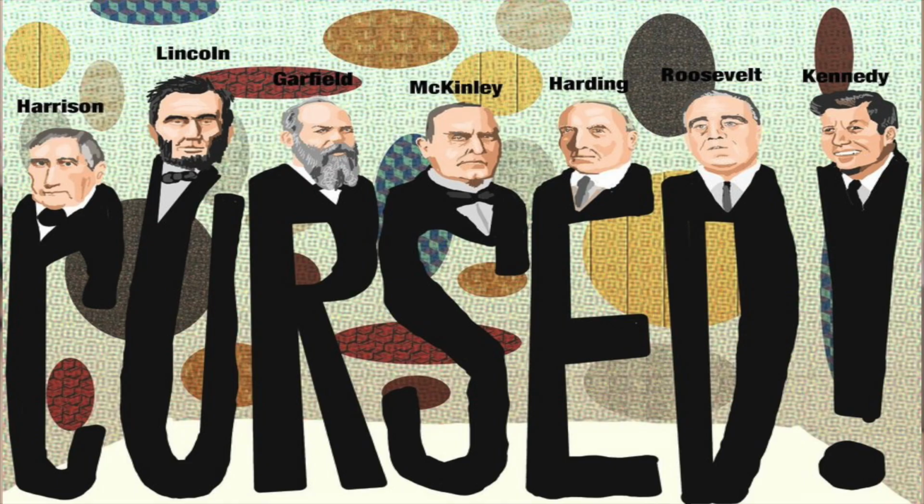1860 is Abraham Lincoln. 1880 is going to be James Garfield. 1900 is William McKinley. 1920 is Harding. 1940 is FDR. 1960 is JFK. And 1980, Ronald Reagan breaks the curse. I kind of fell into the weeds there, didn't I?